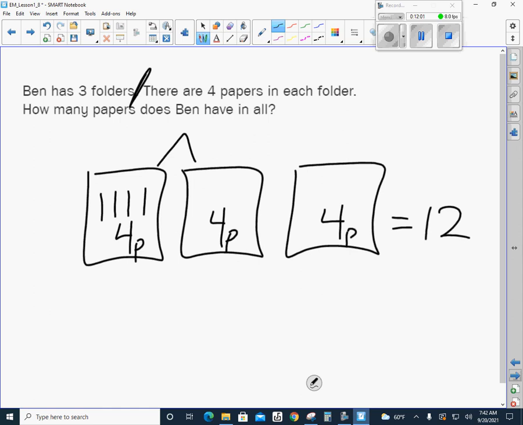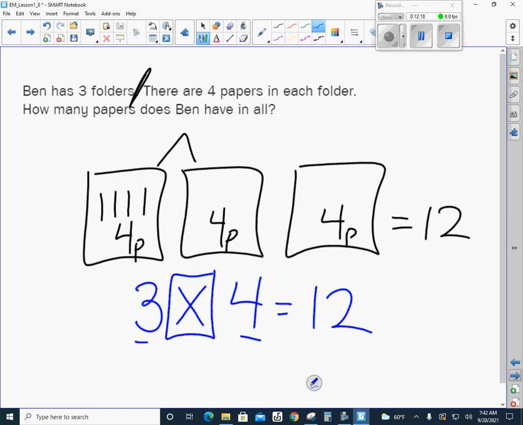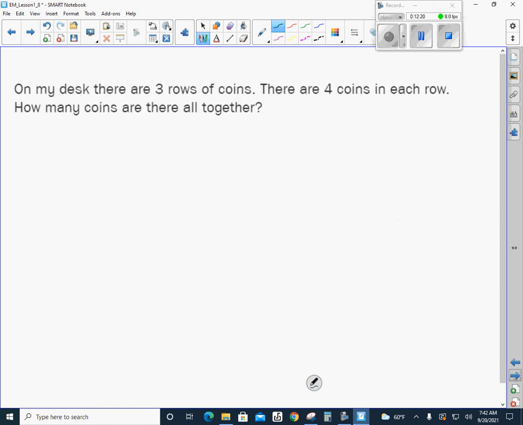Can you write this as a multiplication number model? Go ahead and pause the video and write your number model. All right, we have 3 groups of 4. Remember, this is groups of. 3 groups of 4 equals 12. All right, let's try another one.